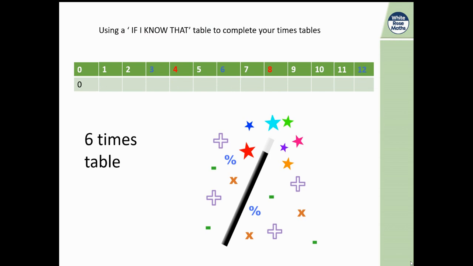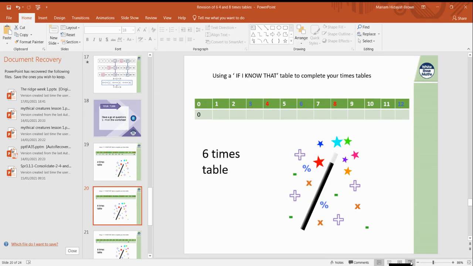Okay, we can also use our knowledge of doubling to help us complete an if I know that table. So if you're still learning, still working through your 6 and your 8 times tables, and maybe your 4 times tables, this is a very good way of helping you to remember them. So you first of all need to write 0, 1, 2, 3, 4, 5, 6, 7, 8, 9, 10, 11, and 12 on one row, and on another row you will need to leave that blank.